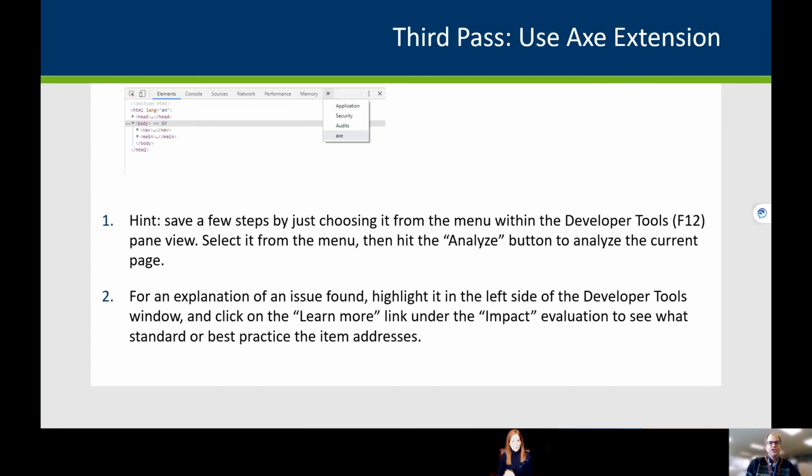For third pass, we use the Axe extension. As a hint, you can save a few steps by just choosing it from the menu within the Developer Tools F12 pane view. Select it from the menu, then hit the Analyze button to analyze the current page. For an explanation of an issue found, highlight it in the left side of the Developer Tools window and click on the Learn More link under the Impact Evaluation to see what standard or best practice the item addresses.